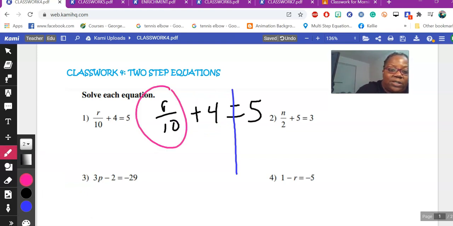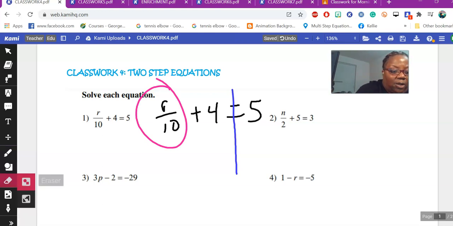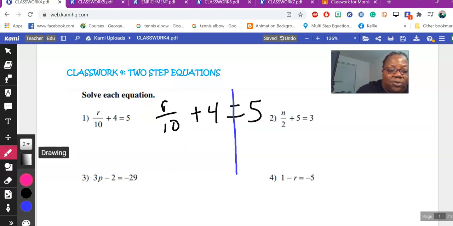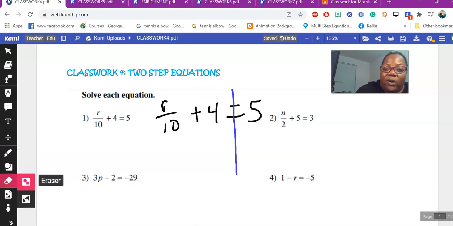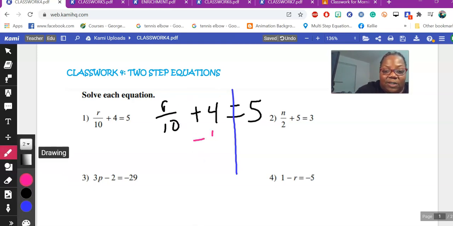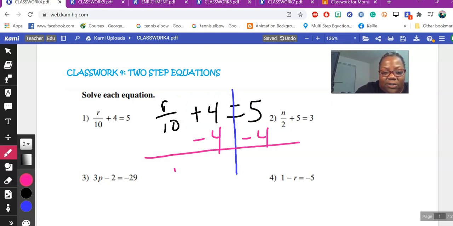Remember, you already know that this means divide. Okay? We don't do the division part first, or multiplication. We always do the adding or subtracting part first when it comes to two-step equations. Okay? So that means I'm going to get rid of the positive 4 first. To do that, I'm going to subtract 4. What I do to one side of the street, I must do to the other. So the r over 10 is still here. That canceled out. Bring down my equal sign. 5 minus 4 is 1.